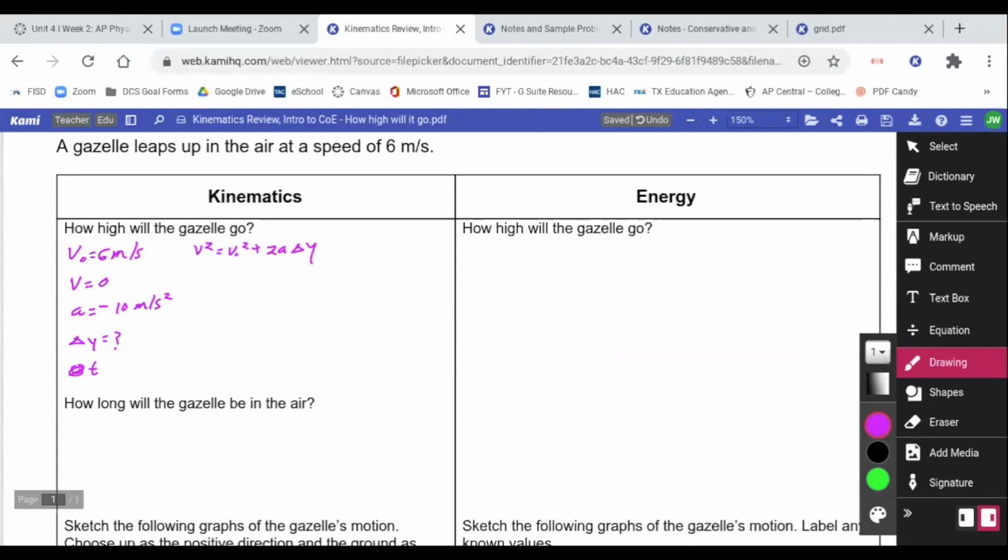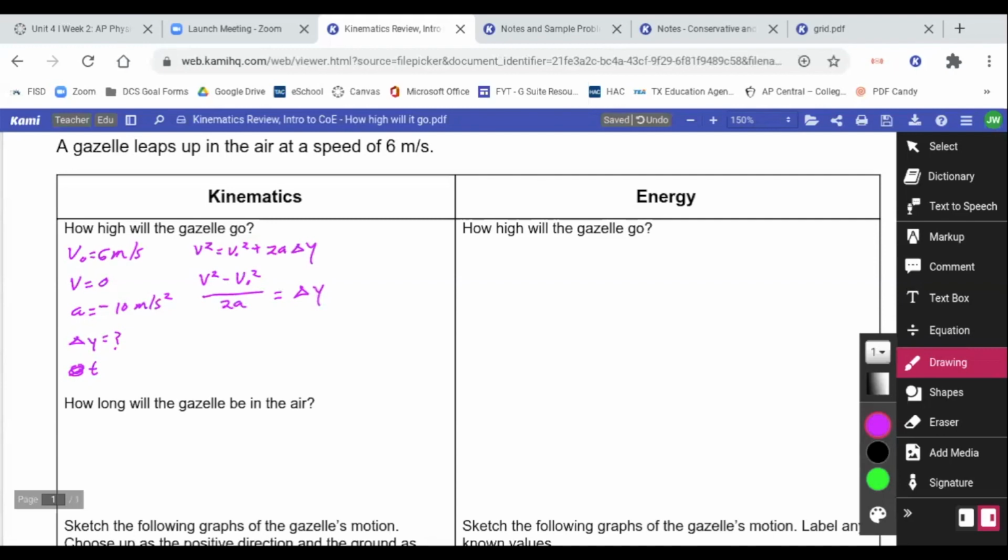We want to solve the formula for delta y. What I'm going to do is subtract v naught squared from both sides and divide by 2a. That will get delta y by itself. So we would have v squared minus v naught squared, divided by 2a, equals delta y. Okay, so if this was your AP1 exam, we would be done. All variables, right? But we have numbers.